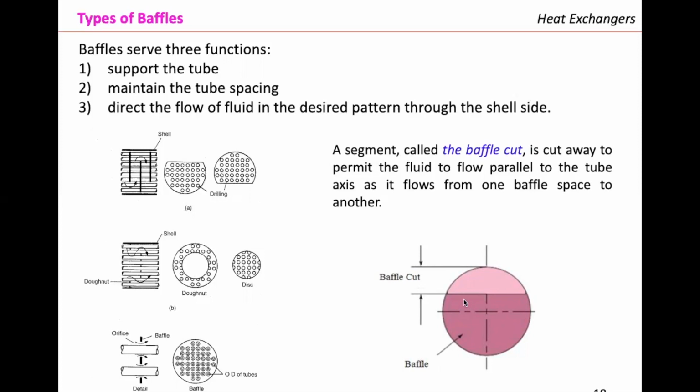And for the baffle, we have different geometries, right? So we can have different shapes for the baffles. And one important section or segment of the baffles is the baffle cut that at the end gives you the final geometry. And this segment called the baffle cut is cut away to permit the fluid to flow parallel to the tube axis as it flows from one baffle space to another. And again, you can have different baffle cuts, and that depends on the fluid and the service you are giving.